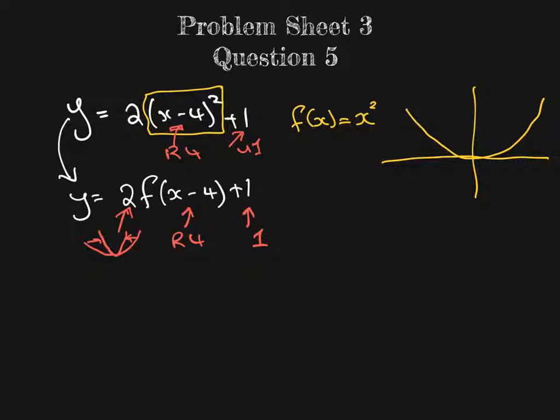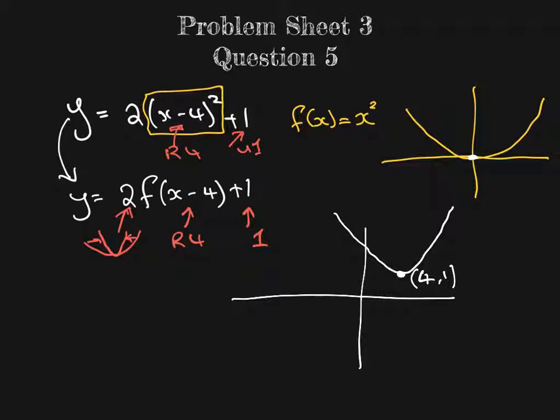So applying those transformations to the graph, it's moved right 4, up 1. So its vertex, which was at the origin, has gone across 4, up 1, and it now lives roughly there. And this will be the point (4, 1). The vertex we can always see directly from the completed square. And now our only remaining job is to find the y-intercept.